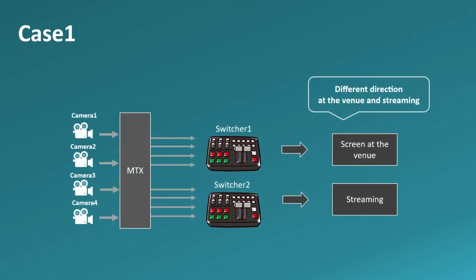This is a diagram of a live event being simultaneously transmitted to a screen at the venue and streaming. If there are different directions at the venue and for streaming, one switcher is required for each. In addition, it must be distributed in the matrix at the preliminary step since the same camera source is input to two switchers.